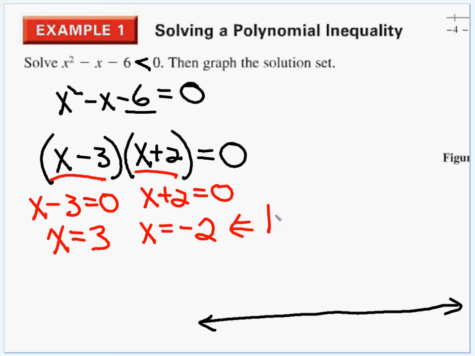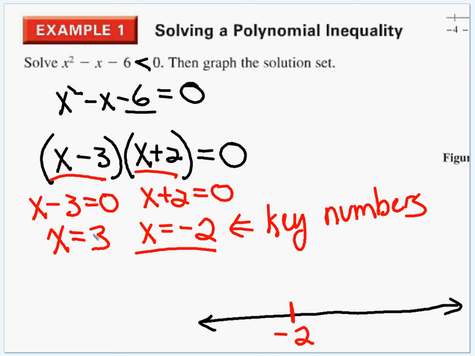This is what the book is now calling the key numbers. The key numbers chop up the whole real number line into intervals. So our lowest key number is negative 2. I'm going to put that right here. And then we've got positive 3.